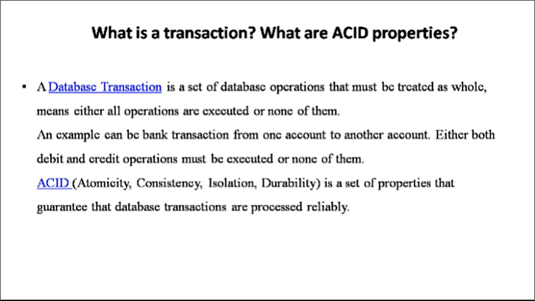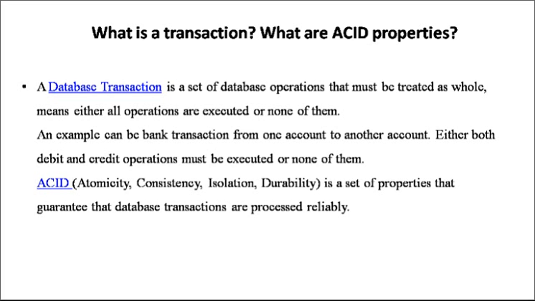Then, what is a transaction? What are the ACID properties? A database transaction is a set of database operations that must be treated as a whole, meaning either all operations are executed or none of them. An example is a bank transaction from one account to another account. Either both the debit and the credit operations must be executed, or none of them.